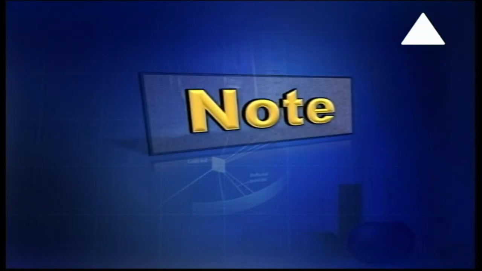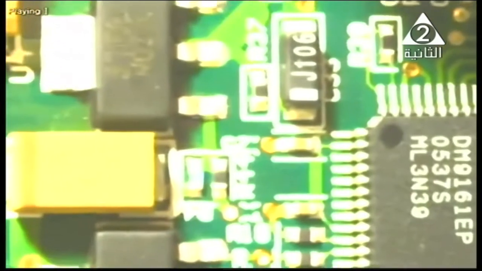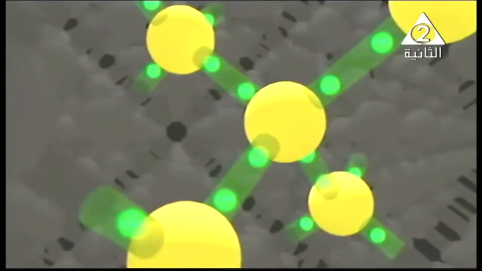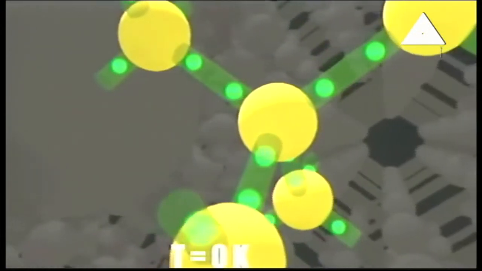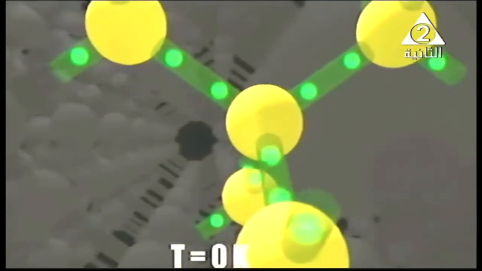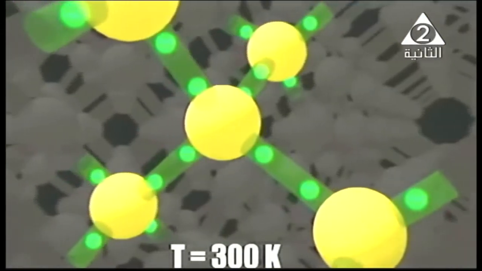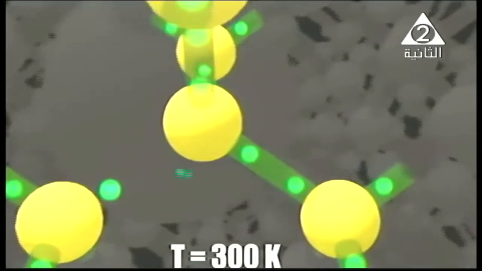Your attention, we've got something important here to mention. A semiconductor has some electrons in its lattice that are more tightly held than in a metal, but less tightly held than in a non-metal. Let me say it again. A semiconductor has some electrons in its crystal lattice. These electrons are more tightly held than in a metal, but less tightly held than in a non-metal.